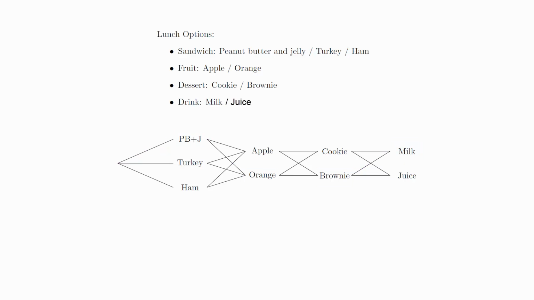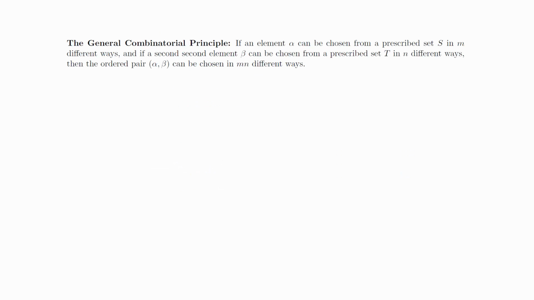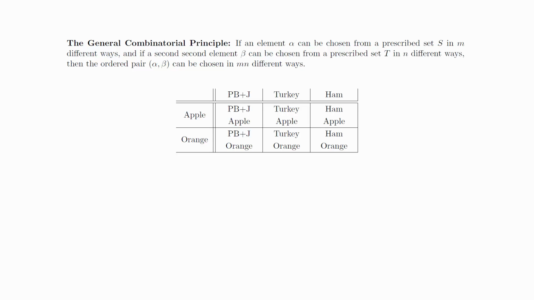This idea is formalized in the book as the general combinatorial principle. The general combinatorial principle: if an element alpha can be chosen from a prescribed set S in m different ways, and if a second element beta can be chosen from a prescribed set T in n different ways, then the ordered pair alpha beta can be chosen in m times n different ways. Returning to the first example with only 2 options, the set S is the list of sandwich options and the set T is the set of fruit options.